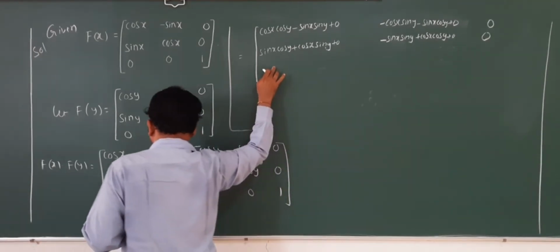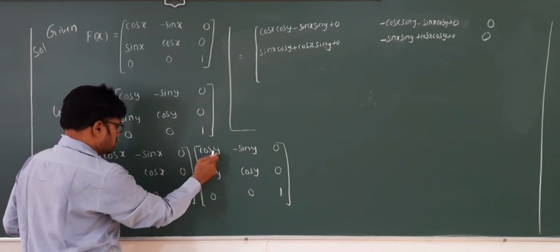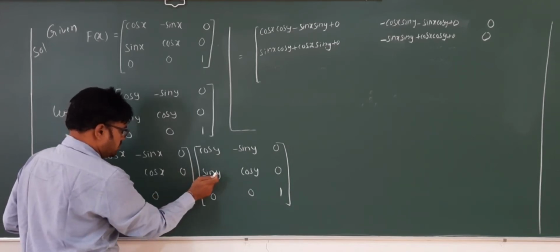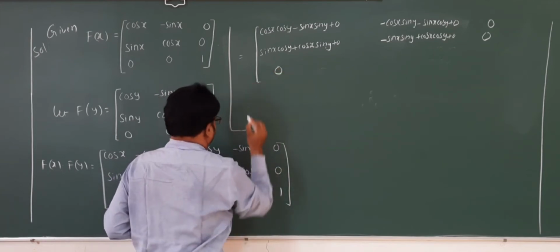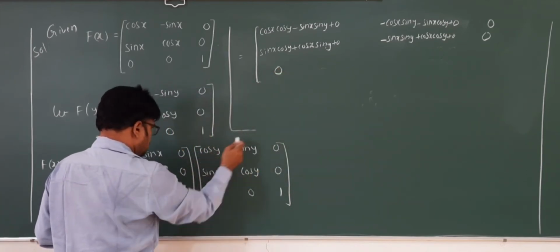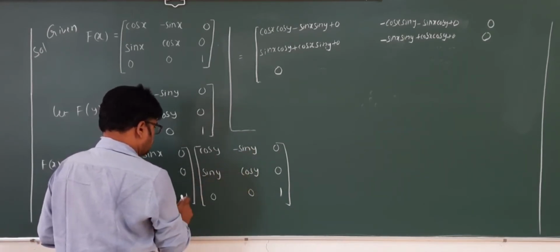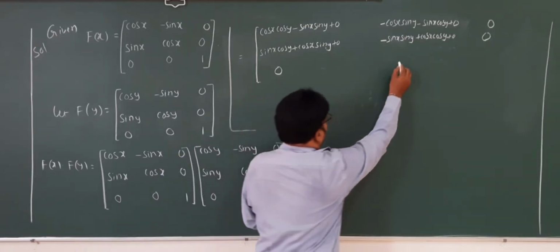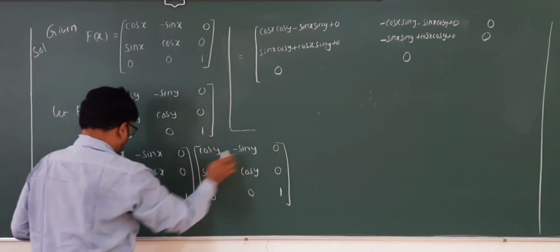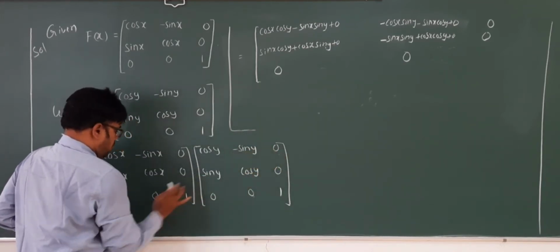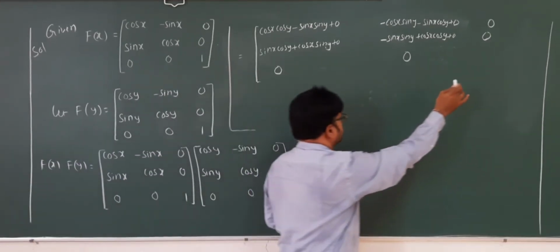Next, the third row, first term: 0 into cos y plus 0 into sin y plus 1 into 0, so the value is 0. Next, the third row, second term: 0 into sin y plus 0 into cos y plus 1 into 0 is 0. Next, third row, third term: 0 into 0 plus 0 into 0 plus 1 into 1. So the final value is equal to 1.